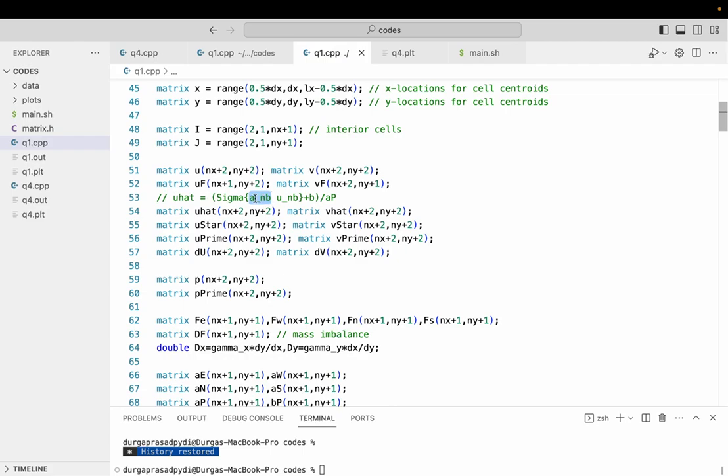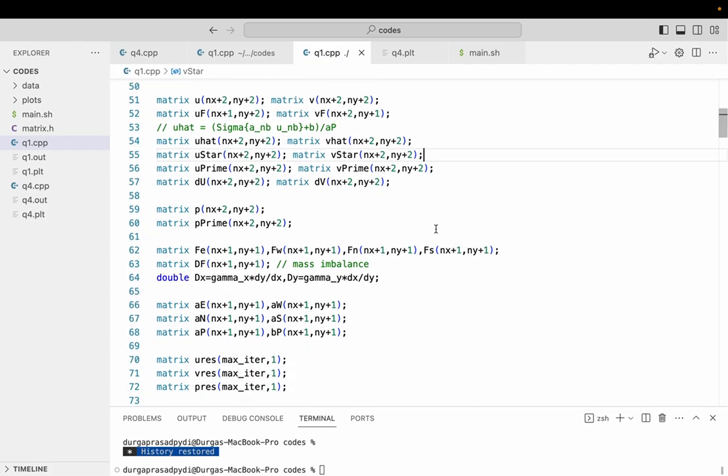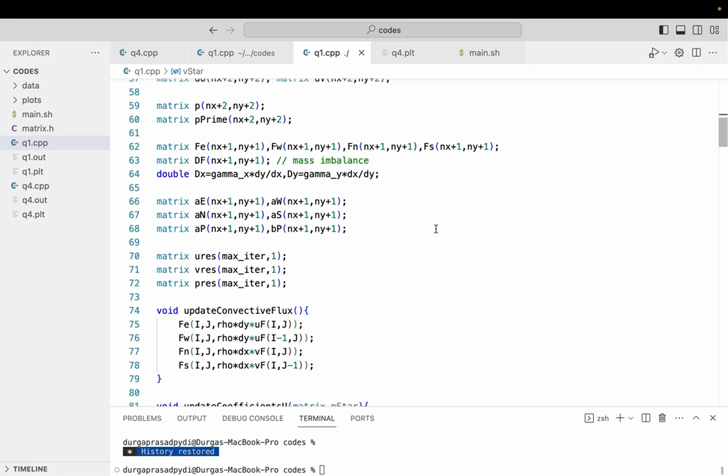So once you get u star, p star, everything else remains the same. The only difference between the previous one and the current one is how you actually calculate these convective fluxes. Previously it was straightforward, since your velocities were stored at the face centers. Now that we have our velocity stored at the cell centers, we need to come up with some interpolation. So how do I do that interpolation?